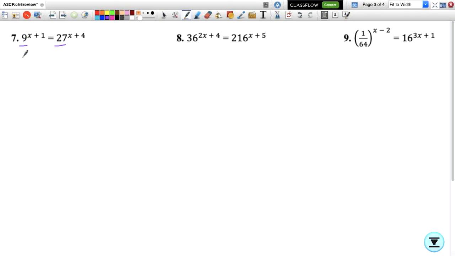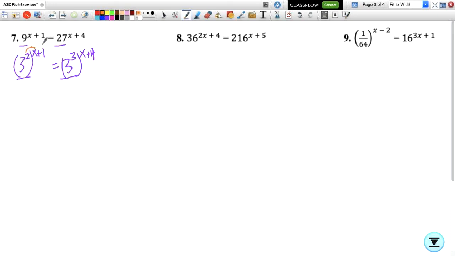So I know 9 is 3 times 3, or 3 squared. And I'm going to have 3 squared, which is equivalent to 9, raised to the x plus 1. Then 27, I actually would factor tree it to the side, but I know 27 is 3 to the third. I've done a lot with these exponents. So I'm going to raise it like this. Now I notice they both have the same base, which is a good sign.